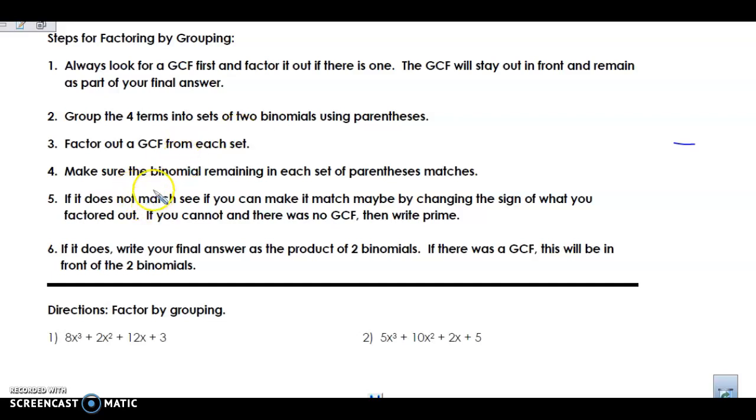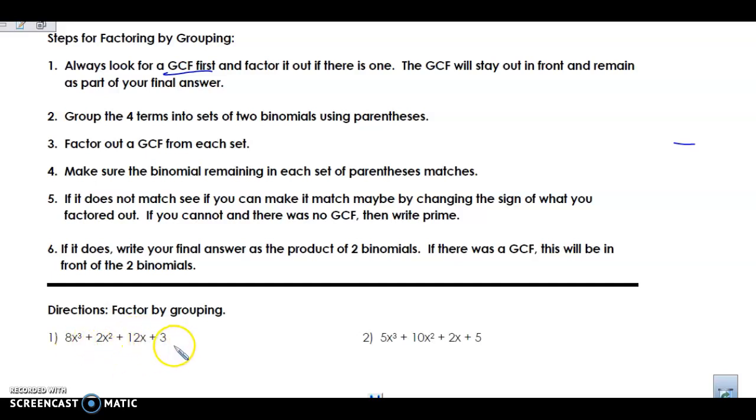Today we're going to talk about factoring by grouping. And again, we're going to look for the greatest common factor first, and then factor it out if there is one. The greatest common factor is going to stay out front and remain as part of your final answer, so you don't want to lose it. So we're going to look for the greatest common factor.